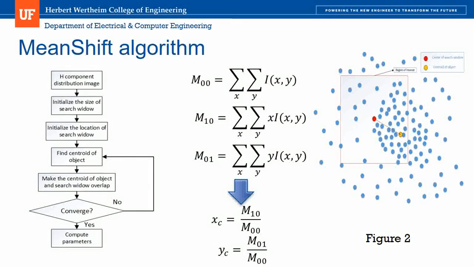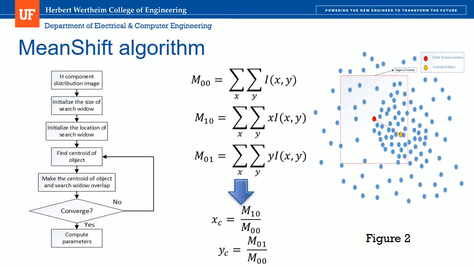After back projection, we are going to apply the mean shift algorithm based on the distribution image. The flowchart is on the left of this page. After we get the distribution image, we need to initialize a search window with a size and location. Then we need to find the centroid of the object by calculating the zeroth and the first moment. The formulas are set in the middle of this page.